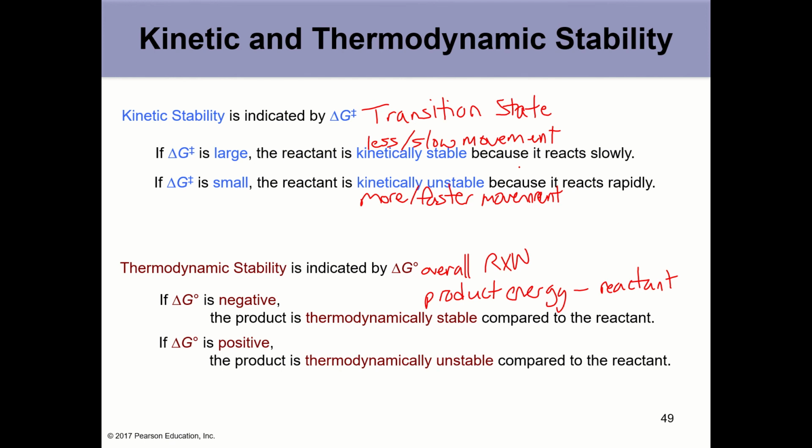If delta G is positive, the reaction is thermodynamically unstable, or the product is thermodynamically unstable compared to the reactant. So in this case, the reactant molecule is more stable than the product molecule in terms of energy. So the reactant molecule has a lower energy than the product molecule.